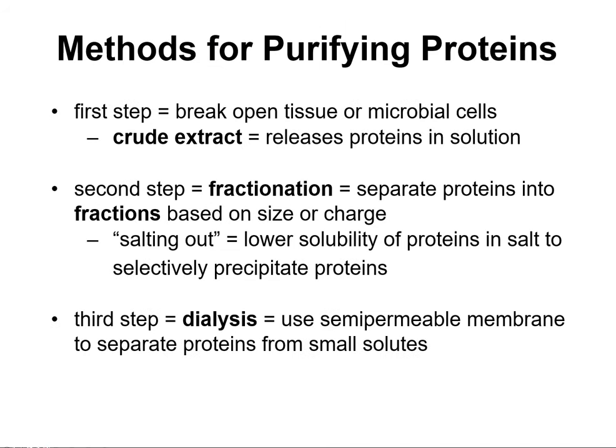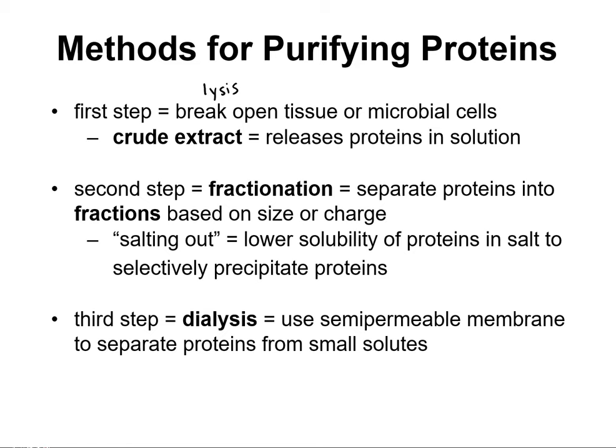In general, when you're purifying a protein, the first thing you're going to do is take your protein source, whether it's a tissue or a microbial cell that you've overexpressed your protein of interest in, and you're going to break it open. It's also called lysis. This gives you a crude extract. It's all the proteins from the cell or the tissue in solution, including all the bajillion proteins that you don't want.